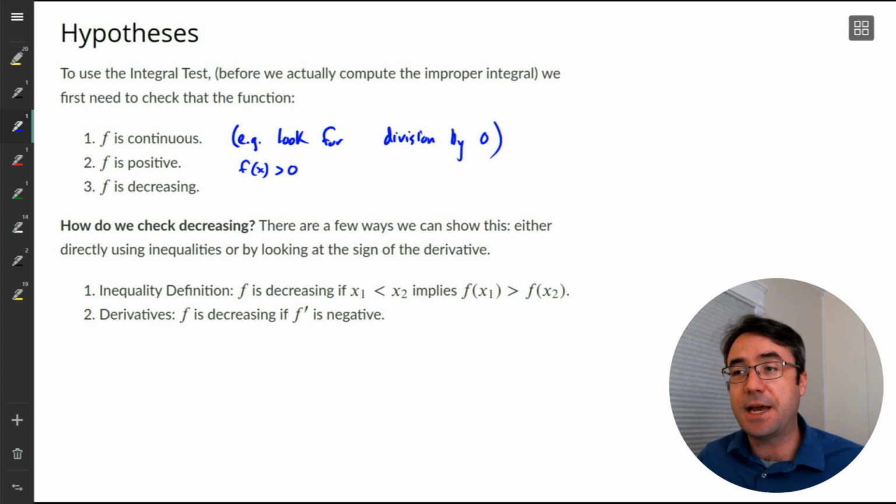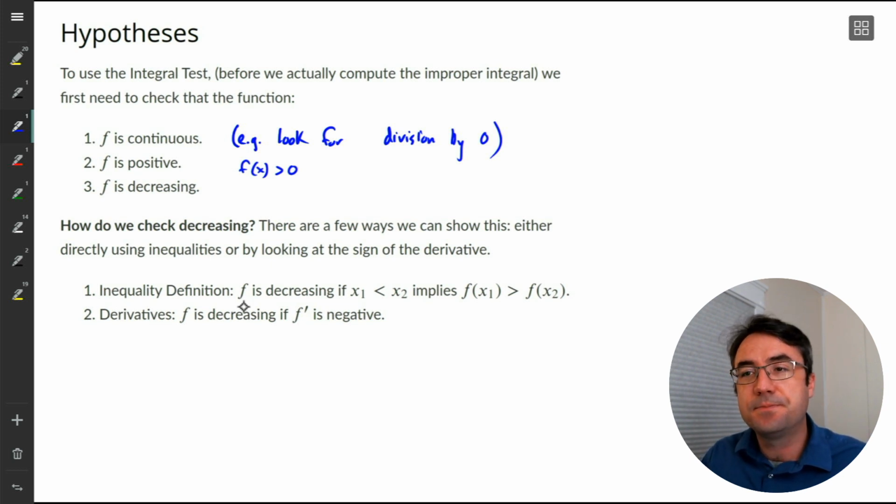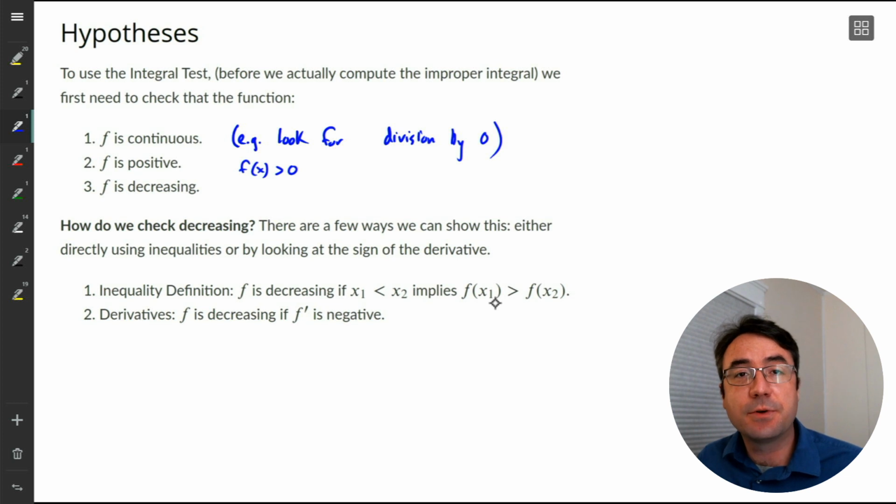There are a couple of ways to show this. We can show it either directly using inequalities, or we can use derivatives and look at the sign of our first derivative. You can do it either way. Sometimes one way might be a little easier or quicker. So how would we use inequalities? Well, function f is decreasing if, when we have two numbers, x1 and x2, and x1 is less than x2, then when we plug those numbers into our function, it reverses the inequality.